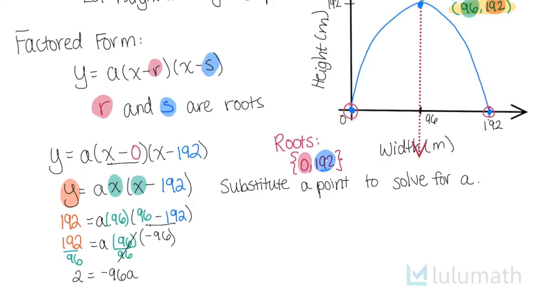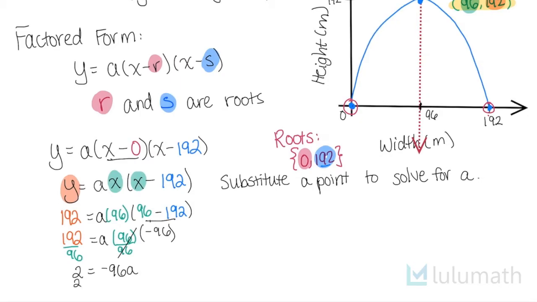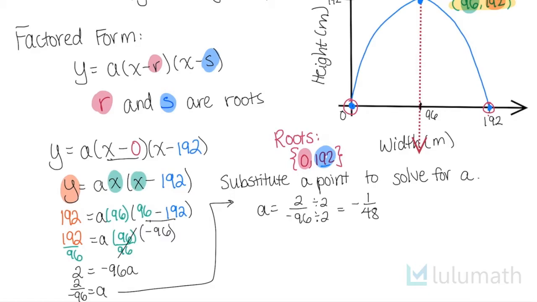Divide both sides by negative 96, and I end up getting 2 over negative 96 is equal to a. Well, if a equals 2 over negative 96, we can simplify that by dividing both the numerator and the denominator by 2, and I get negative 1 over 48. So this is what a is.